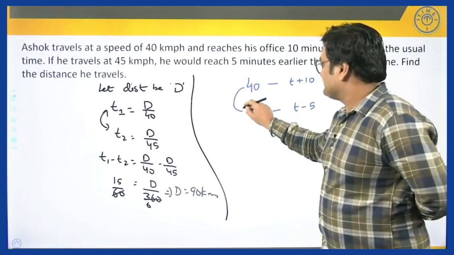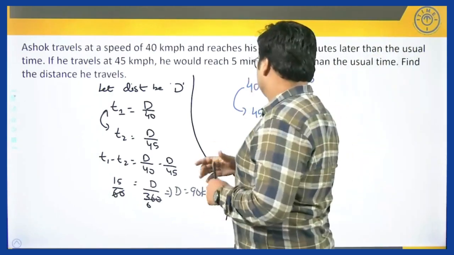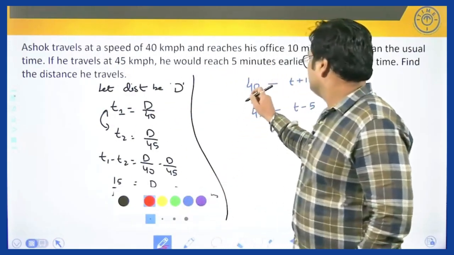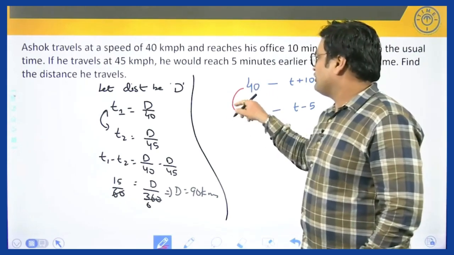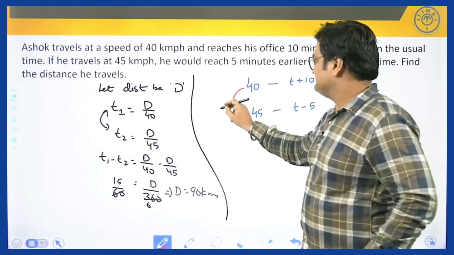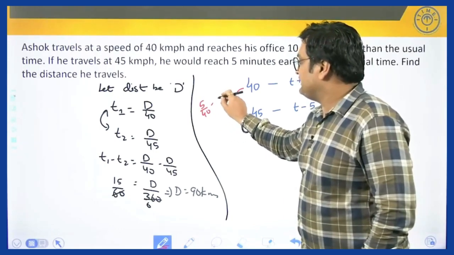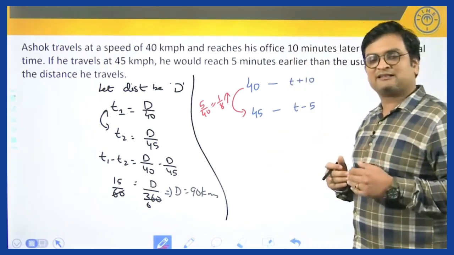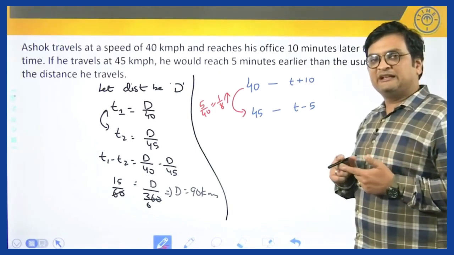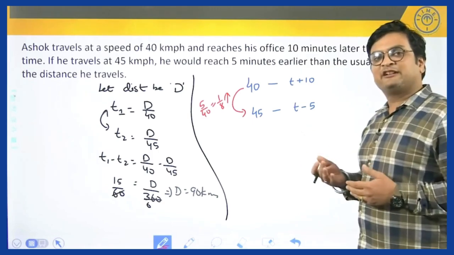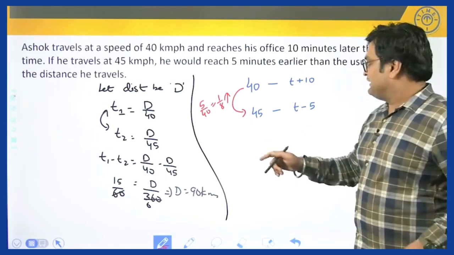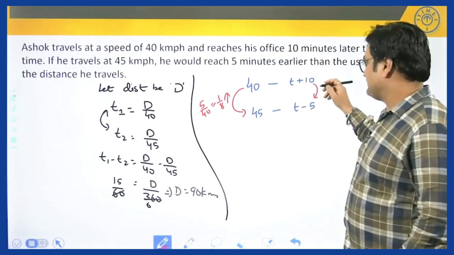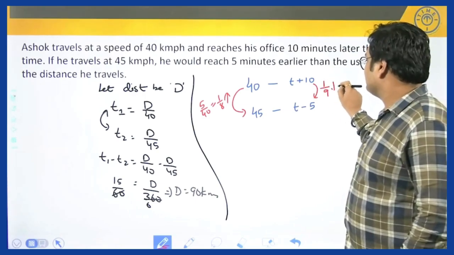So what is happening to speed? Please notice speed is increasing. It is increasing by how much? It is increasing by 5 units on 40, which is nothing but a 1/8 increase. And we know in this case we are traveling the same distance in both the cases. Whenever distance is constant, if speed increases by a by b, the time will reduce by a upon b plus a. If speed increases by 1/8, can I say the reduction in time will be 1/8 plus 1, which is 1/9.